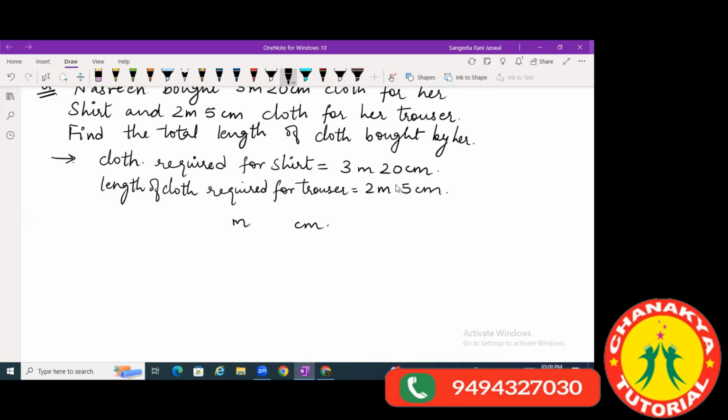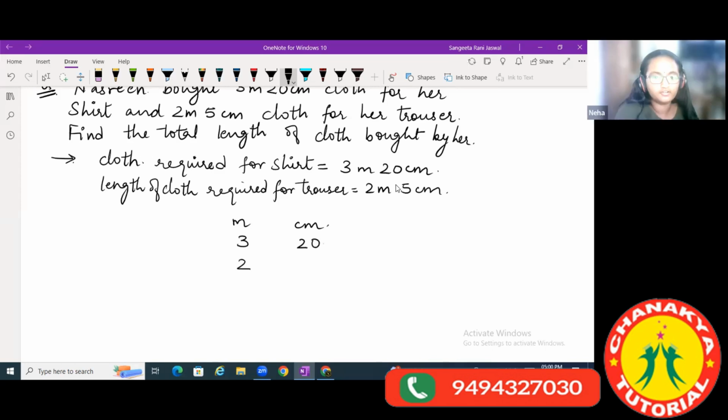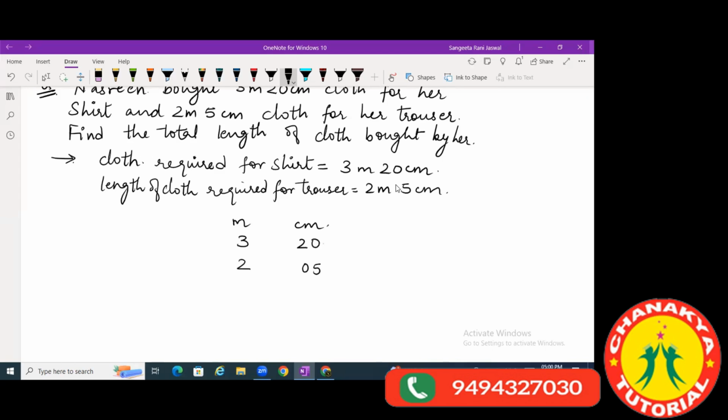One second, beta. Who wants to say the answer? Harshit, wait for some time. Okay, this is 3 meter 20 centimeters and 2 meter 5 centimeters. So how will you write 5 centimeters here? Ma'am, 0.5. Okay, but for writing 0.5, we will put a decimal point here. Understood? Are you understanding? Yes, ma'am.